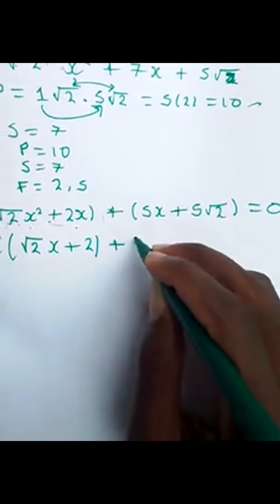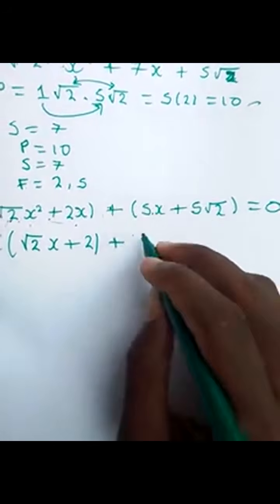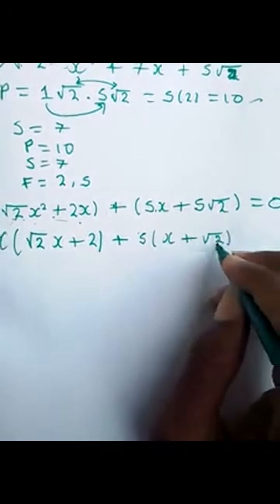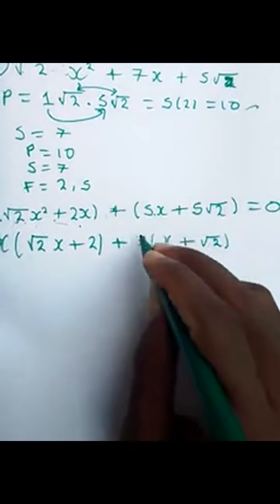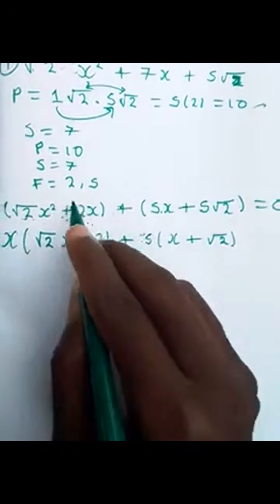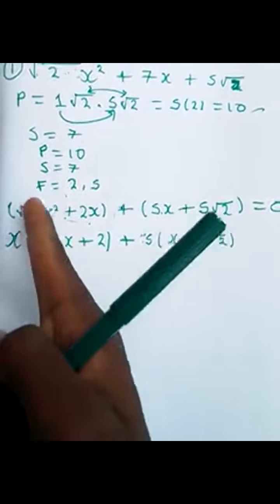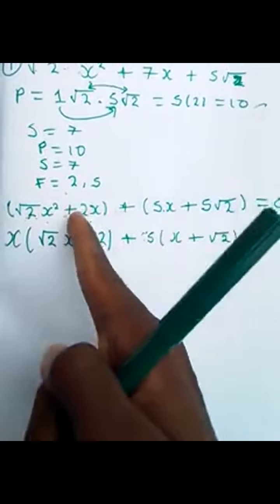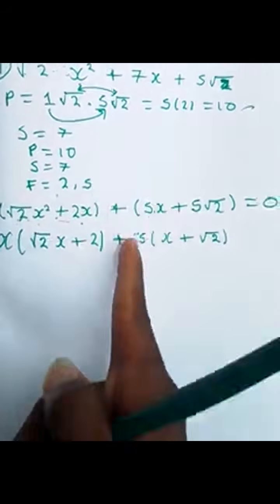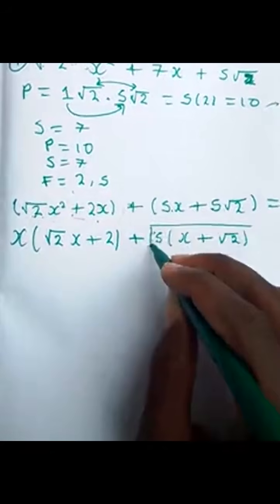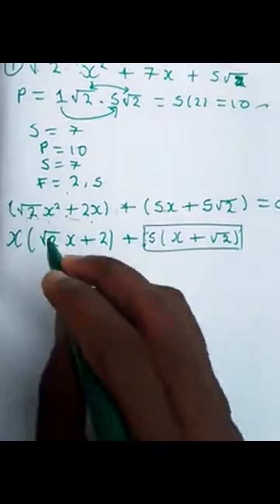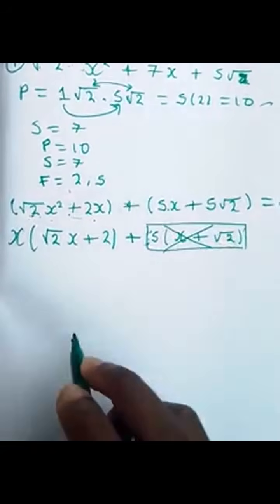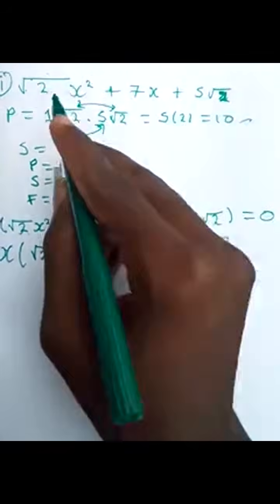I know what you're thinking: since 5 is common here, we can factor out 5 and remain with x plus square root of 2. I'm sure that's what you did. But no. You only need to do this for the first group. Look, I've divided this into two groups, the first group and the second group, using these parentheses. So you don't use this method for the second group. You only use this method for the first group. This only applies when you are having square roots.